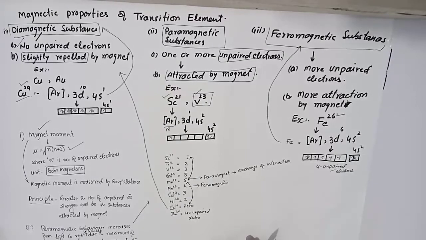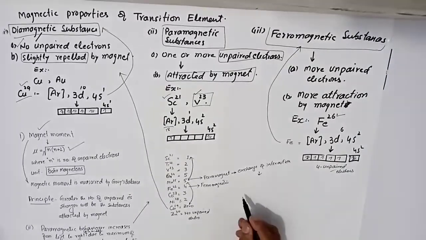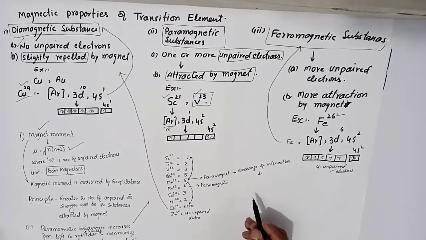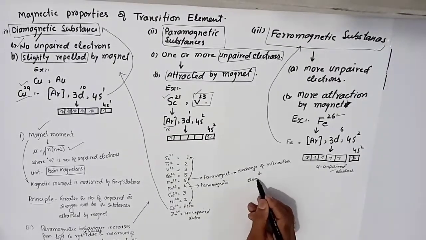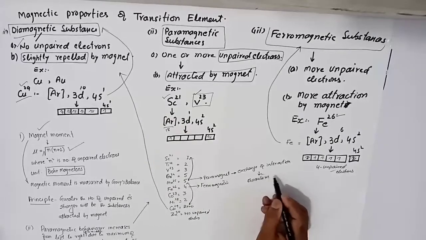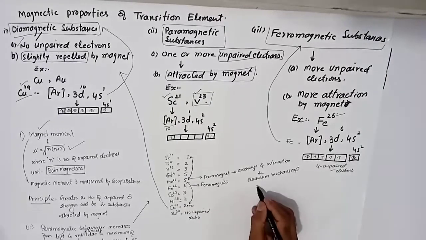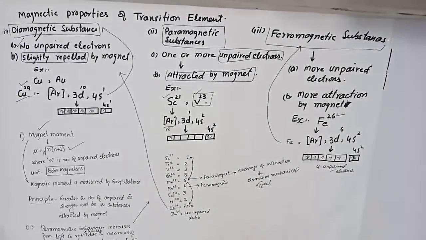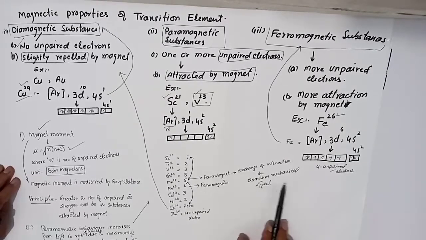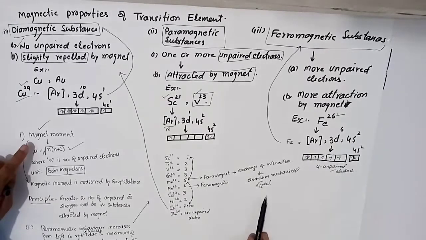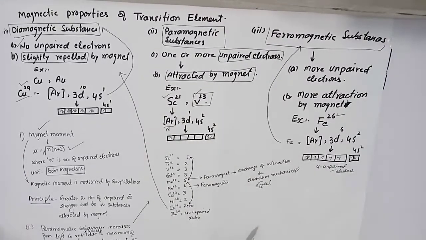Exchange interaction occurs as a quantum mechanical effect. So both of these, exchange interaction and the quantum mechanical effect in the magnetic moment, we will discuss in the next video.